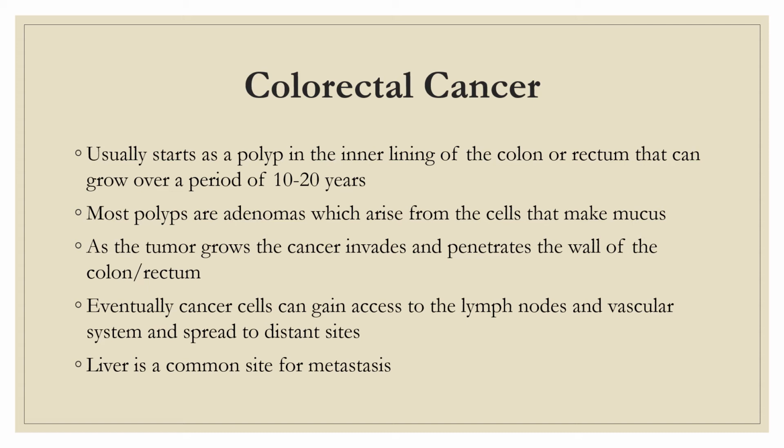Also, patients who have irritable bowel disease have an increased risk as well. Colorectal cancer usually starts as a polyp in the inner lining of the colon or rectum, and it can grow over a period of 10 to 20 years, so that's quite a long time. Most polyps are adenomas, and those arise from cells that make mucus. And as the tumor grows, the cancer invades and penetrates the wall of the colon or rectum. Eventually, the cancer will gain access to lymph nodes and the vascular system, and this is how we get distant metastasis. The liver is a very common site for metastasis of colon cancer.